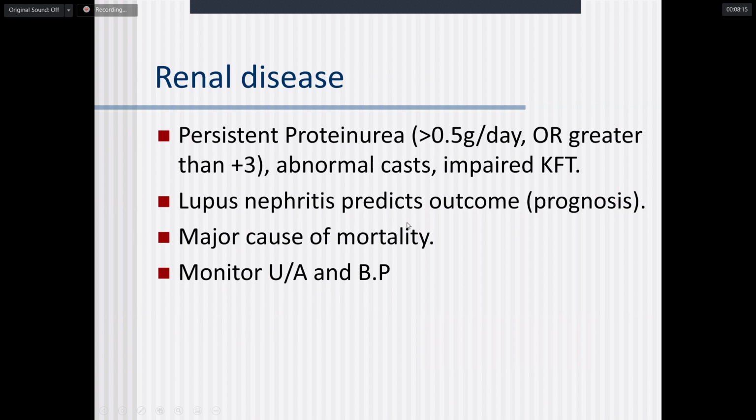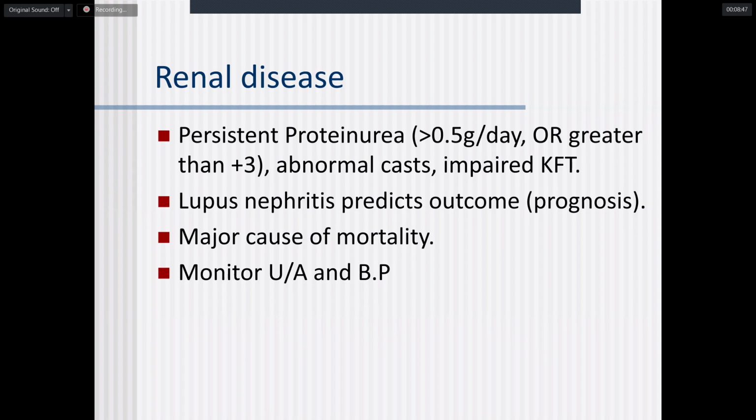The renal disease, low persistent proteinuria. The definition تبعه when do we call these patients as having renal disease؟ لما يكون عندهم persistent proteinuria more than 0.5 grams per day or greater than +3, abnormal casts and impaired kidney function test. Lupus nephritis predicts the outcome. يعني renal disease, if the patient will develop renal disease, then it corresponds and predicts the outcome.